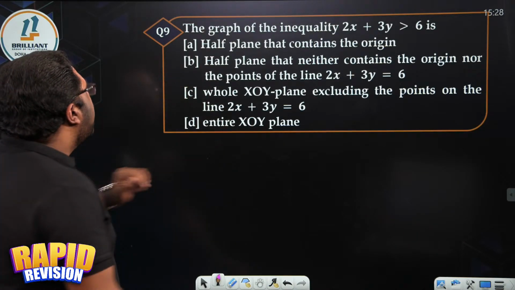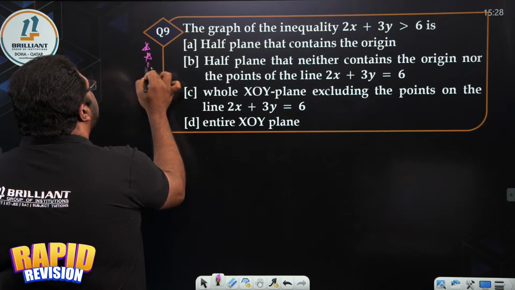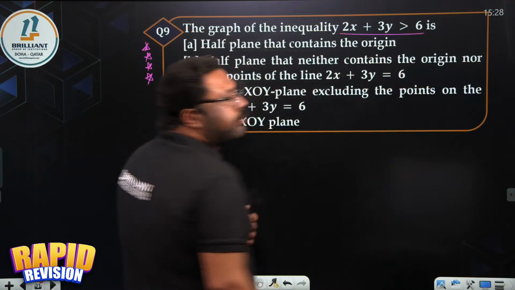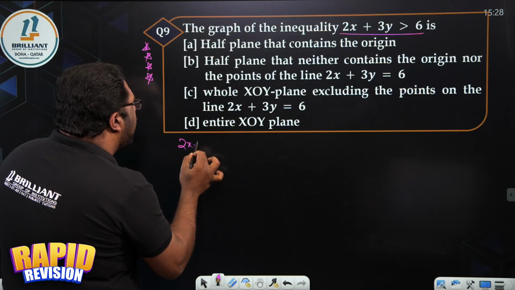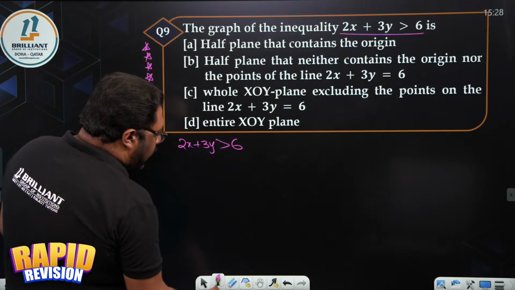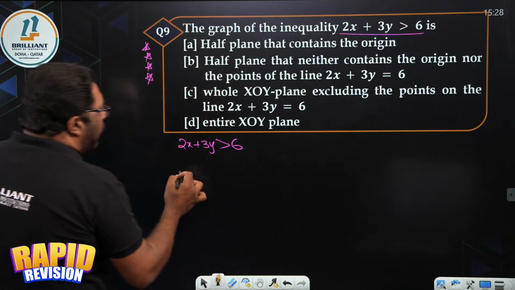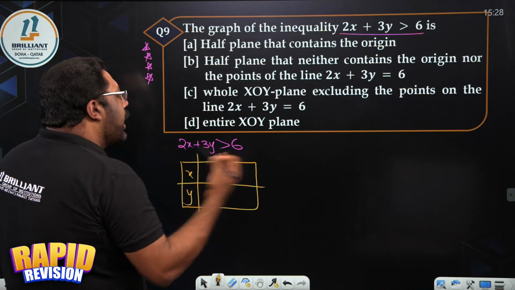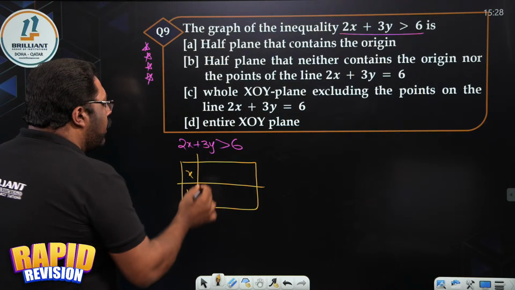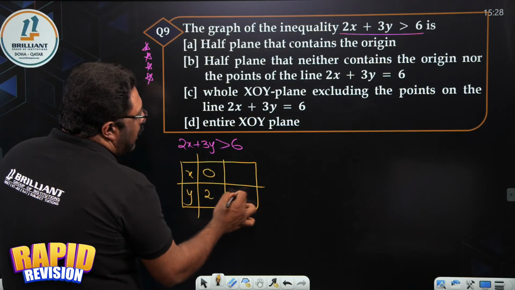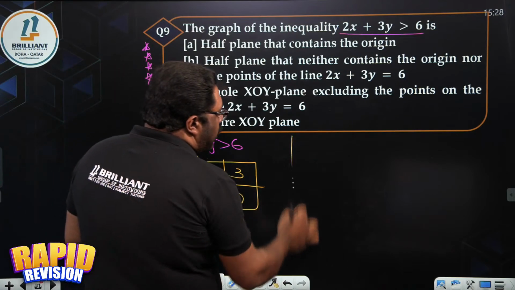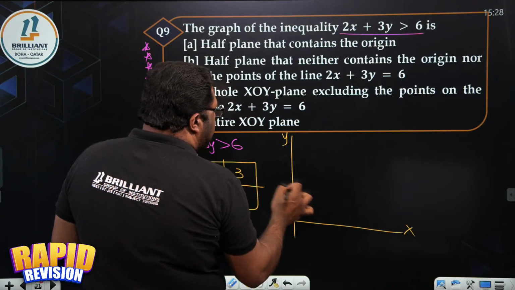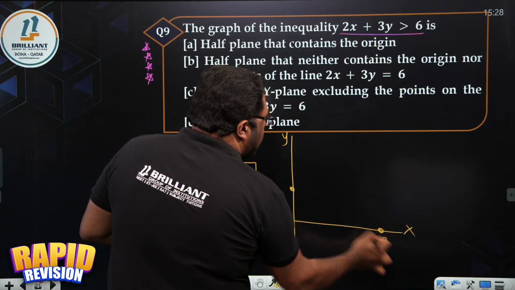Okay, this again is a very, very important question, my dears. Read it: the graph of the inequality 2x plus 3y greater than 6. You all know how to plot the points. Just for explaining I'm plotting it, though you can answer it without even plotting. X equal to 0, y is 2. Y equal to 0, x is 3. So you're drawing a graph which passes through 2 on the y-axis and 3 on the x-axis.